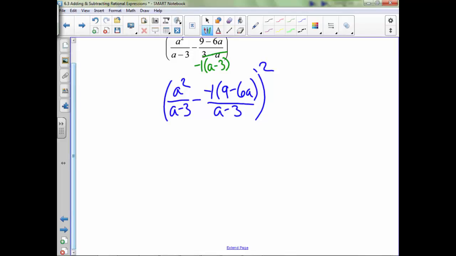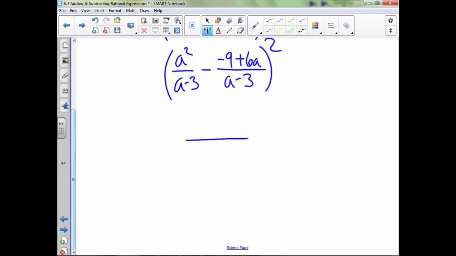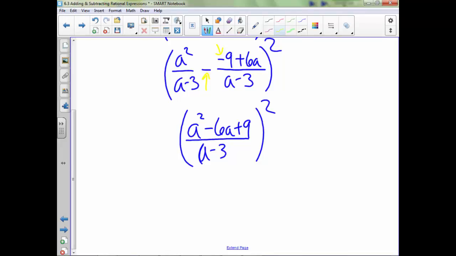So we'll have a squared over a minus 3 minus, we'll have a negative 9 plus 6a, all of this squared. Our common denominator is a minus 3. Our numerator will have a squared minus 6a plus 9, because we have a minus, a negative. All of this is still squared.